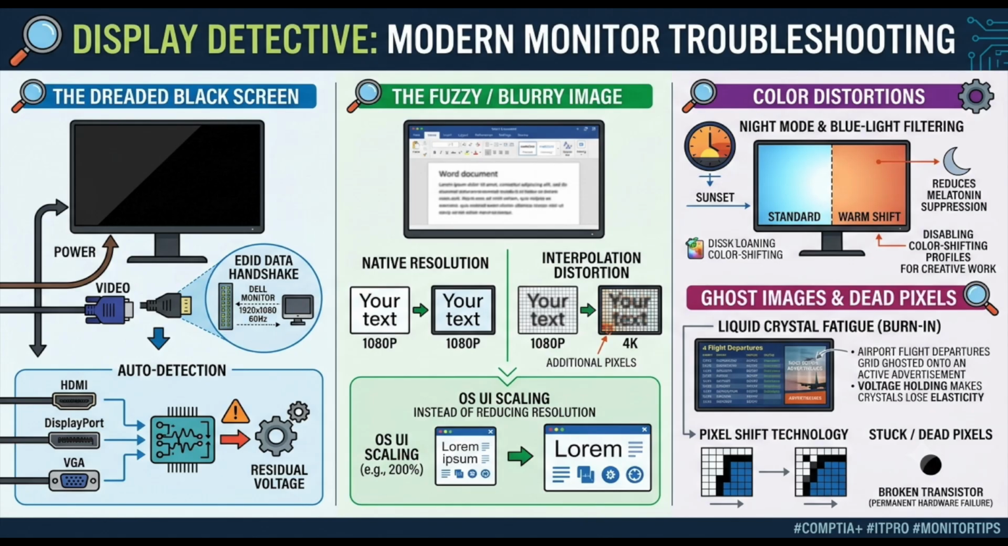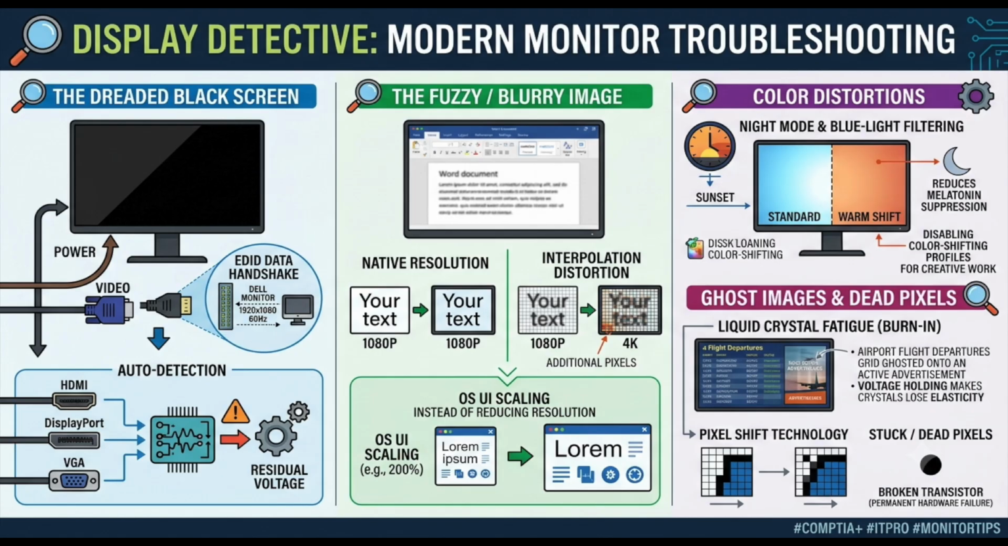If color accuracy is any part of your workflow, understanding how to permanently disable those automated color shifting profiles in the OS is just as critical as checking your cables. Absolutely. Okay, so we've been blaming software for hiding our text and tinting our colors, but eventually the hardware itself actually starts to degrade. Let's talk about permanent physical artifacts, the hauntings and the dead zones.